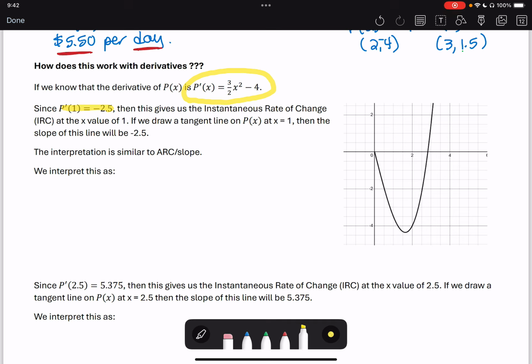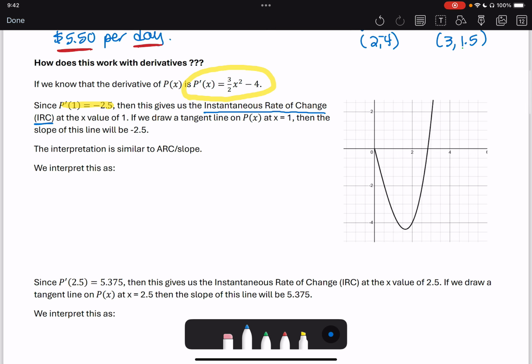Then this gives us the instantaneous rate of change, IRC, at the x value of 1. Instantaneous rate of change, because it's the derivative. And the x value of 1 is because that 1 is inside of there. It says if we draw a tangent line on P of x at x equals 1, then the slope of this line will be negative 2.5.